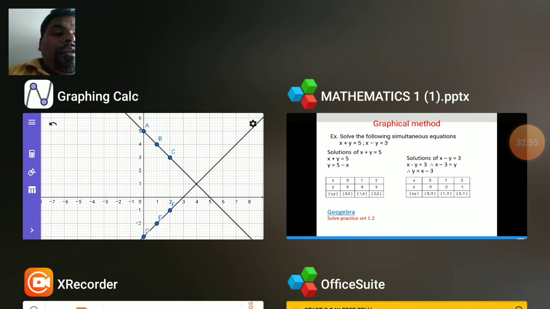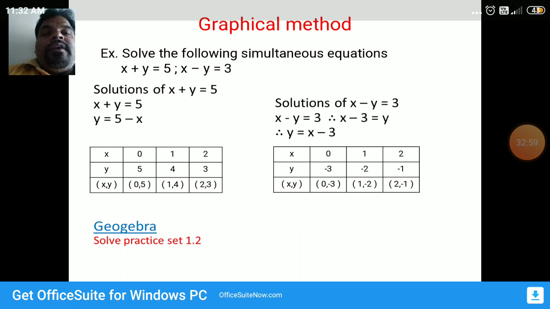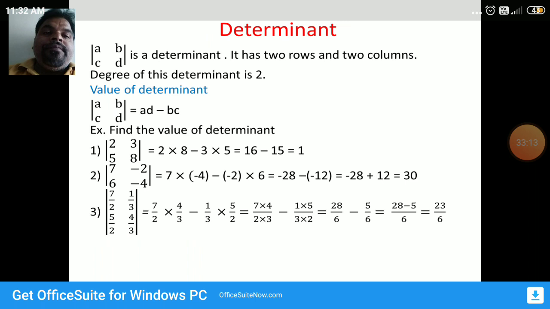This is the graphical method. By using the graphical method, you can solve these two equations. Now you can solve practice set 1.2. The next topic is the determinant method to solve simultaneous equations. It is also called Cramer's rule.